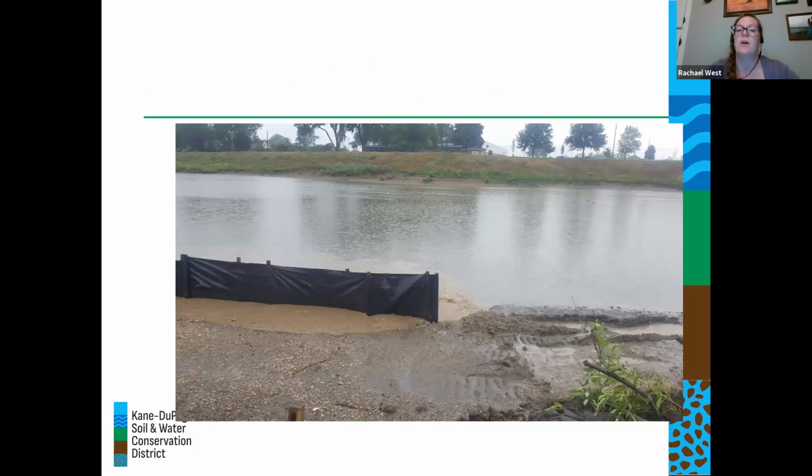So here's another example of a silt fence that could have been thought about differently. And I think this is the Fox River that it's going into. Does anyone have any thoughts about what could have been done differently to make this a little bit better? Like how could they have installed this so that it's not a bunch of sediment going into the river?